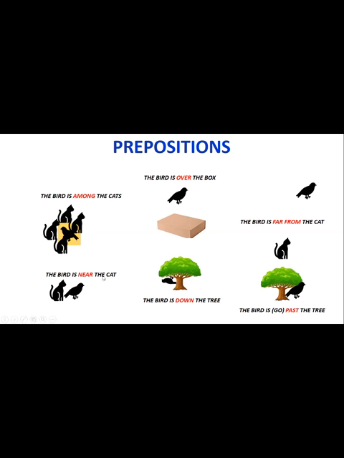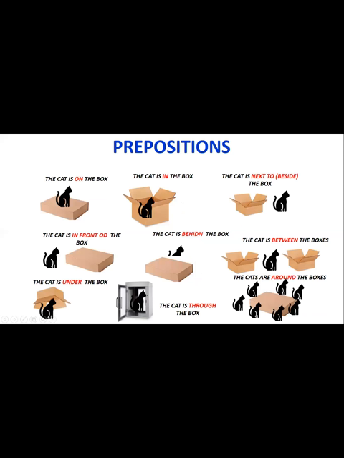The bird is near the cat, near, right? The bird is down the tree. The bird is far from the cat. So far is the opposite of near, right? The bird is go past the tree, okay? So that's another preposition. So let's see here the cats.